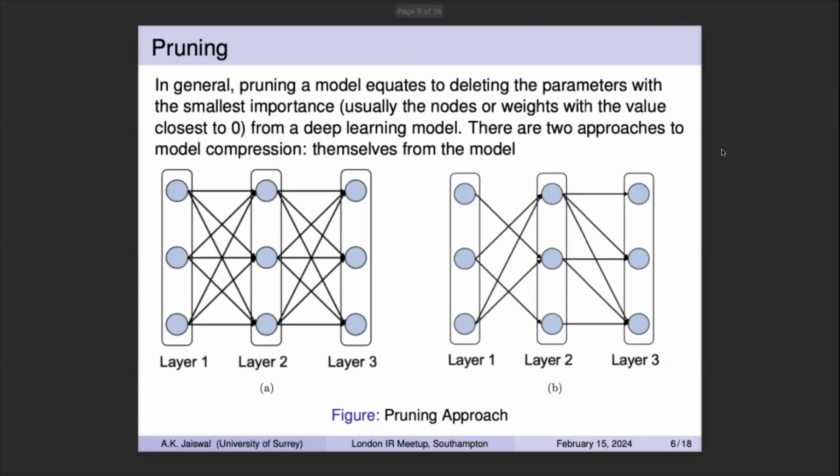In pruning, this is a three-layer fully connected neural network. You can see in the first diagram that each neuron in each layer shares with the next layer, but once we apply the pruning approach, we only share the previous neurons' information to the next. So it will be one-to-one, more like an inverse bijective kind of thing.